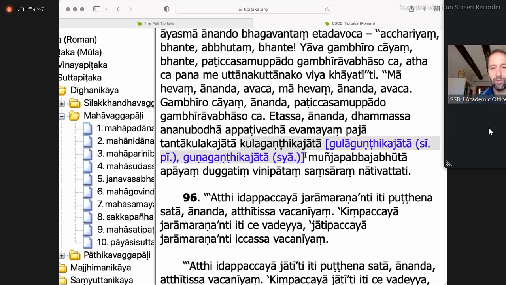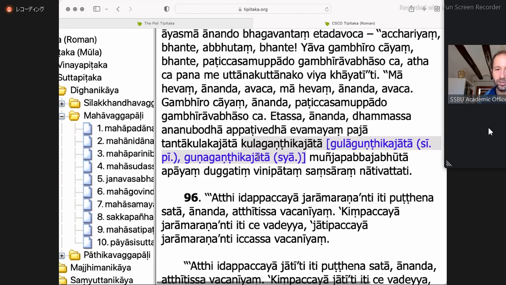And then you will say, well, actually there are more readings. Here in the Burmese edition, there are only two. It says that the Sinhalese and PTS read gula instead of kula, and they don't read gantika, they read guntika. And jata is consistent. And then in the Siam version, we have guna, not gula or kula, and gantika, not guntika, like in the Burmese, jata.